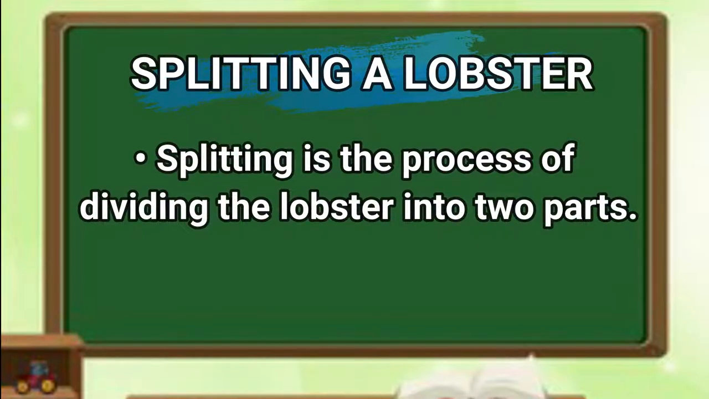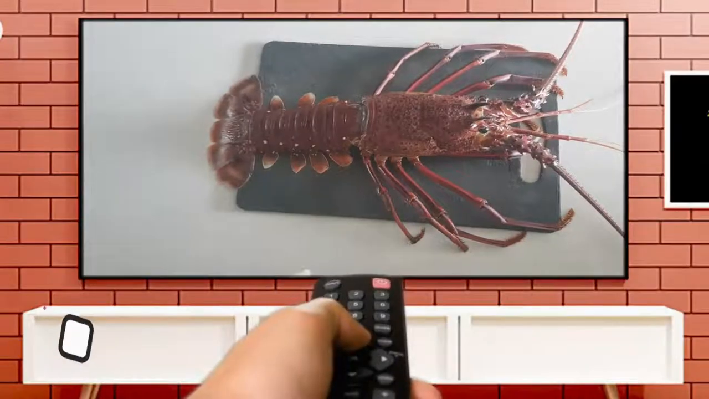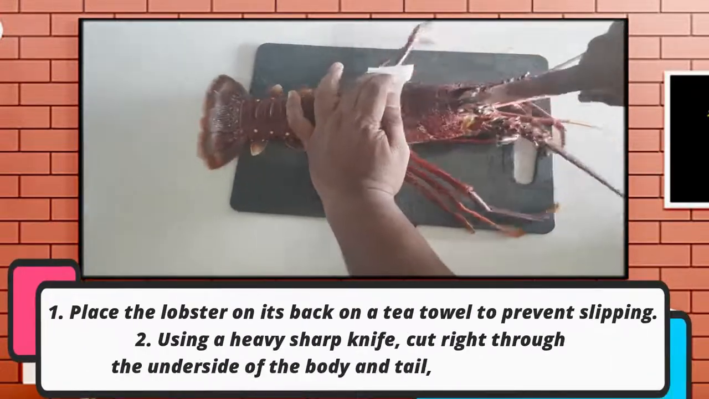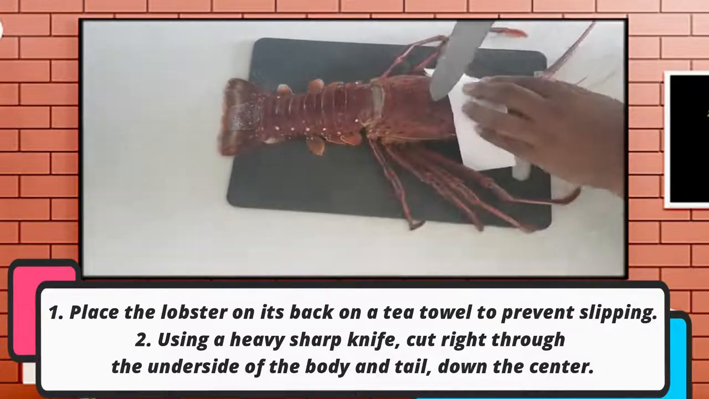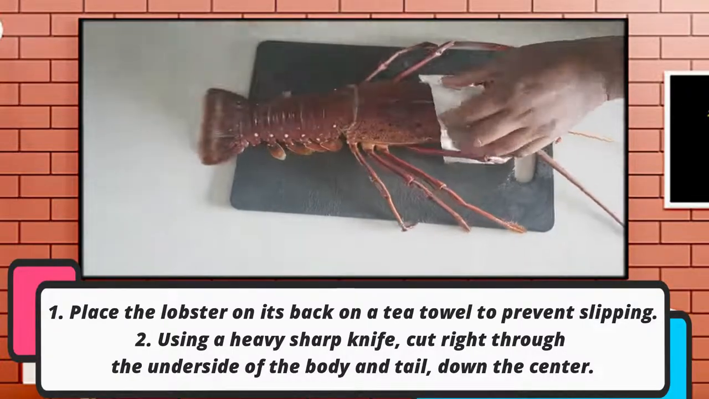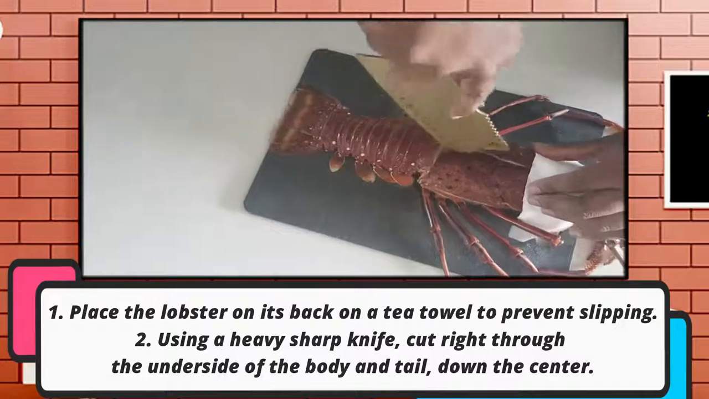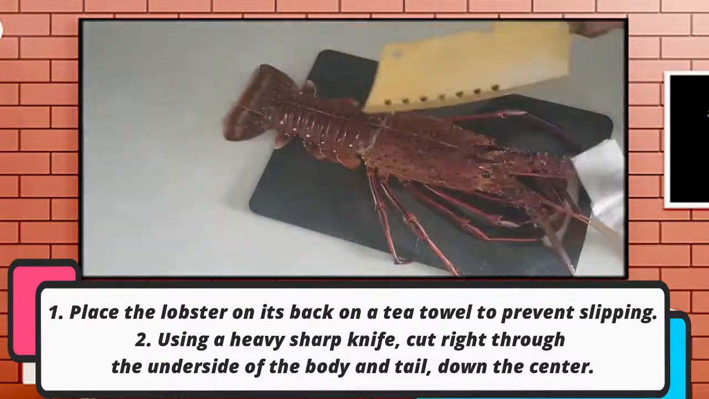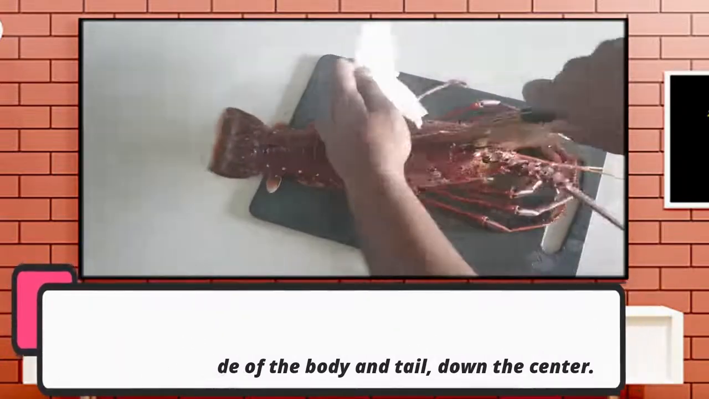Next, we have splitting a lobster. Splitting is the process of dividing the lobster into two parts. Here are the steps in splitting a lobster. First, place the lobster on its back on a tea towel to prevent slipping. Second, using a heavy sharp knife, cut right through the underside of the body and tail down the center.